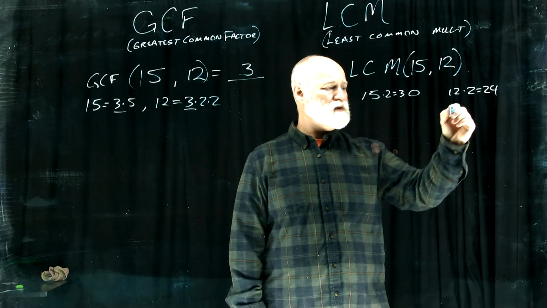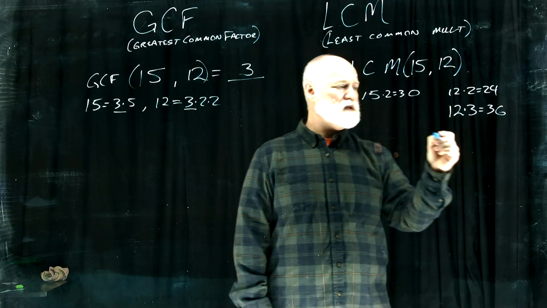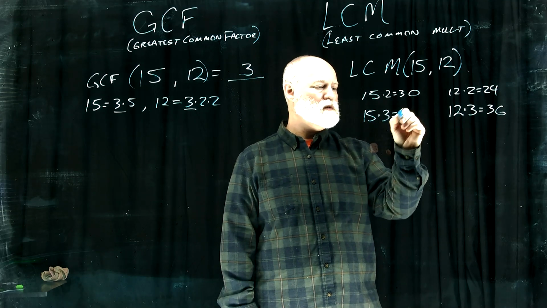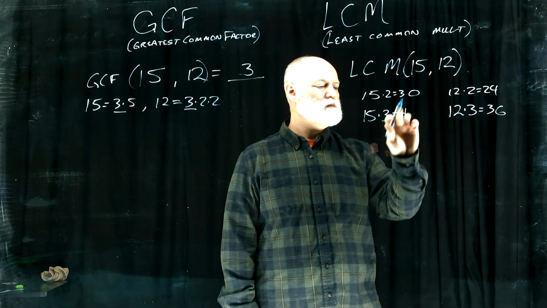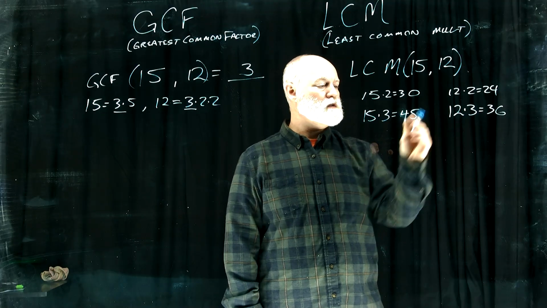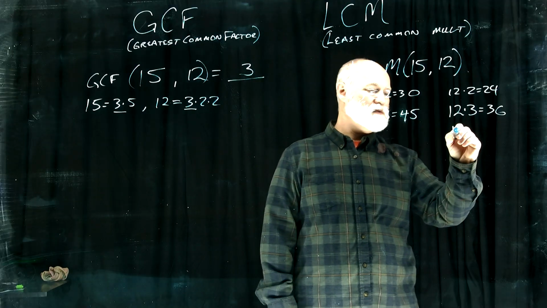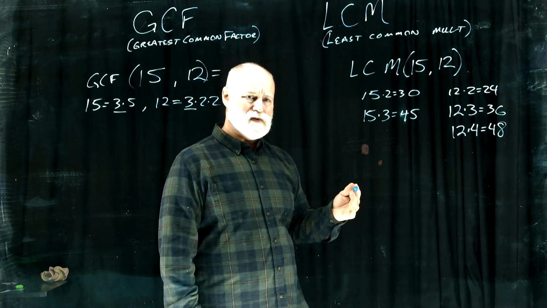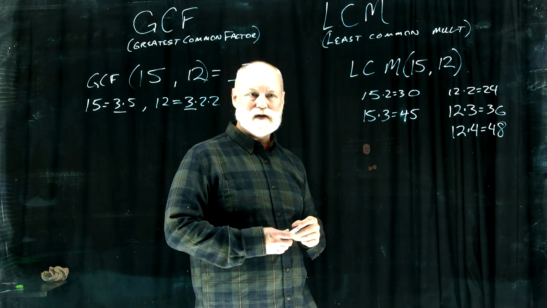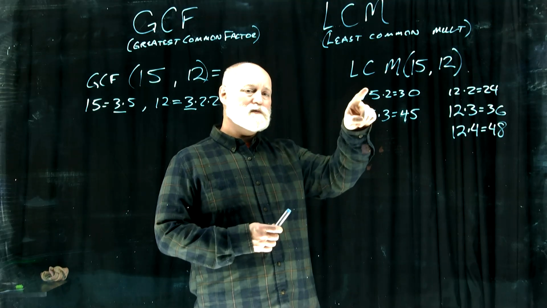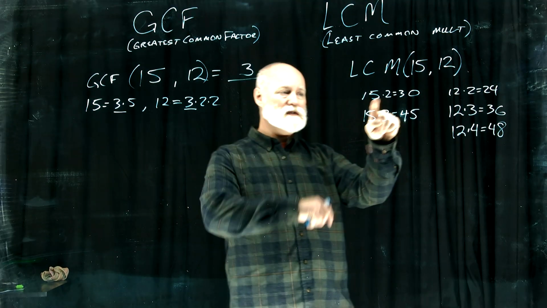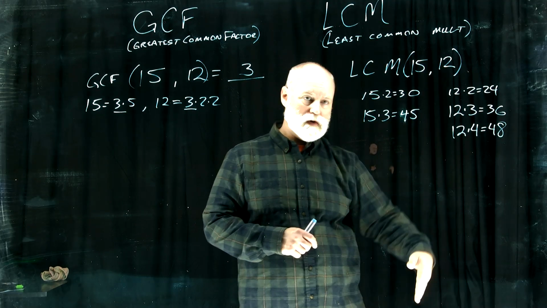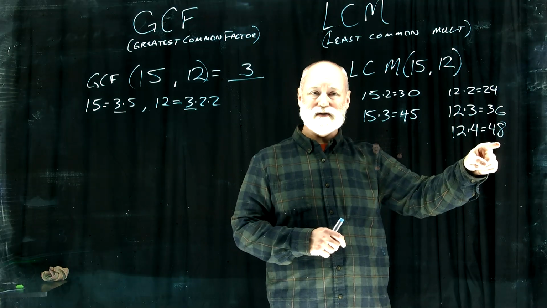This one's smaller, so I'm going to do 12 times 3, which gives me 36. Now over here, 15 times 3 gives me 45. So this one's smaller, so let's go back to it: 12 times 4 gives us 48. At this point, some people may be wondering what we are trying to do here. We're just going to write down a bunch of numbers? Yes, we're writing down all the multiples of 15 and all the multiples of 12. The multiples of 15 are 30, 45, and we're going to keep going. The multiples of 12 are 24, 36, and 48 so far.